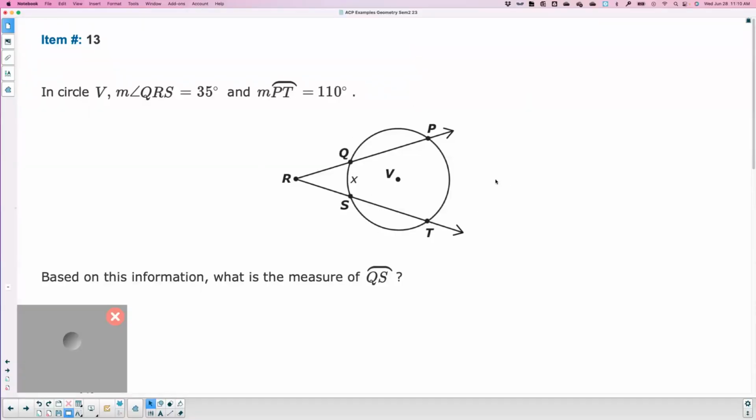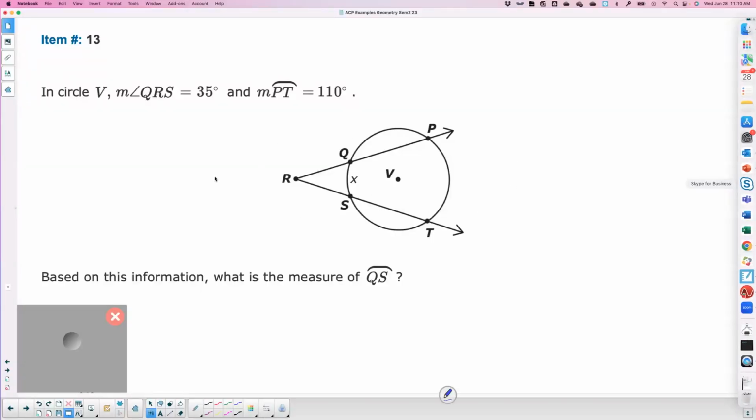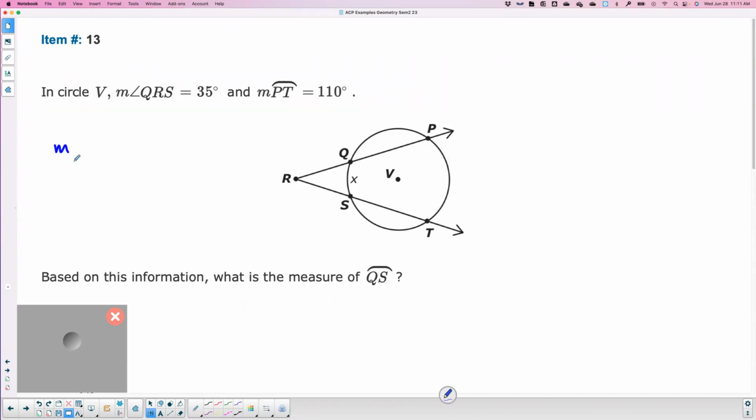Okay, so when you look at the formula chart, what formula did you get here? What's your formula chart say? Angle 1 equals 1 half parentheses x minus y. Okay, so that's what the formula chart says.